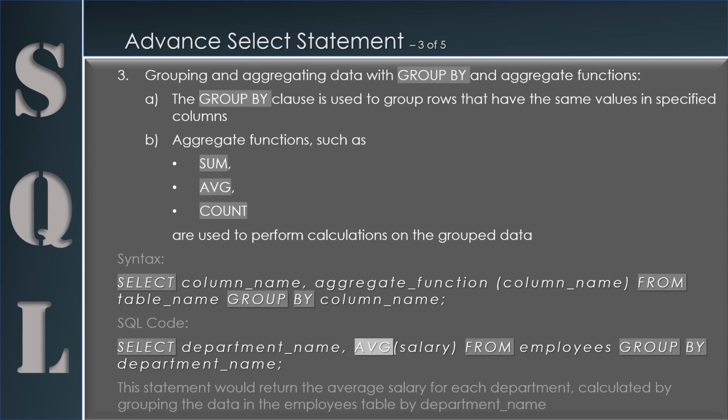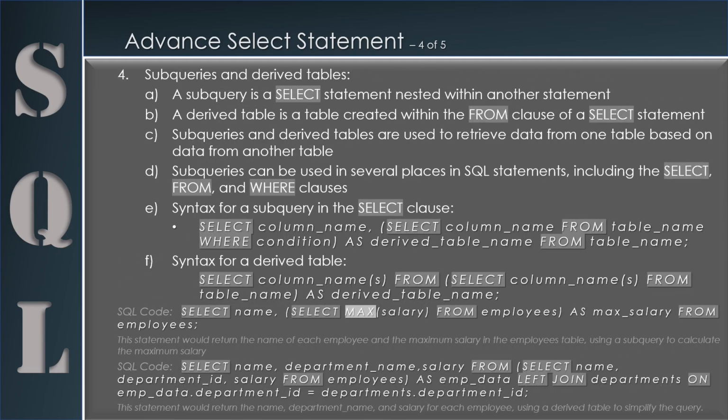So when you look at this SQL code, select department name, we're going to use the aggregate function average salary. We need to see the average salary from employees, and we're going to group by the column department name. This statement will return the average salary for each department, calculated by grouping the data in the employees table by the department name column. In this section, we're going to talk about subqueries and derived tables.